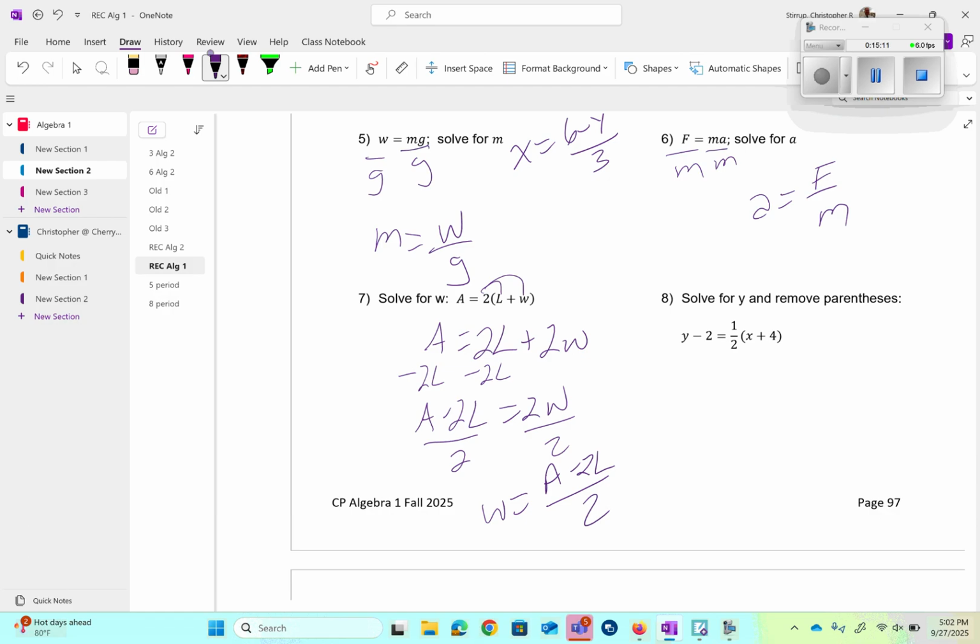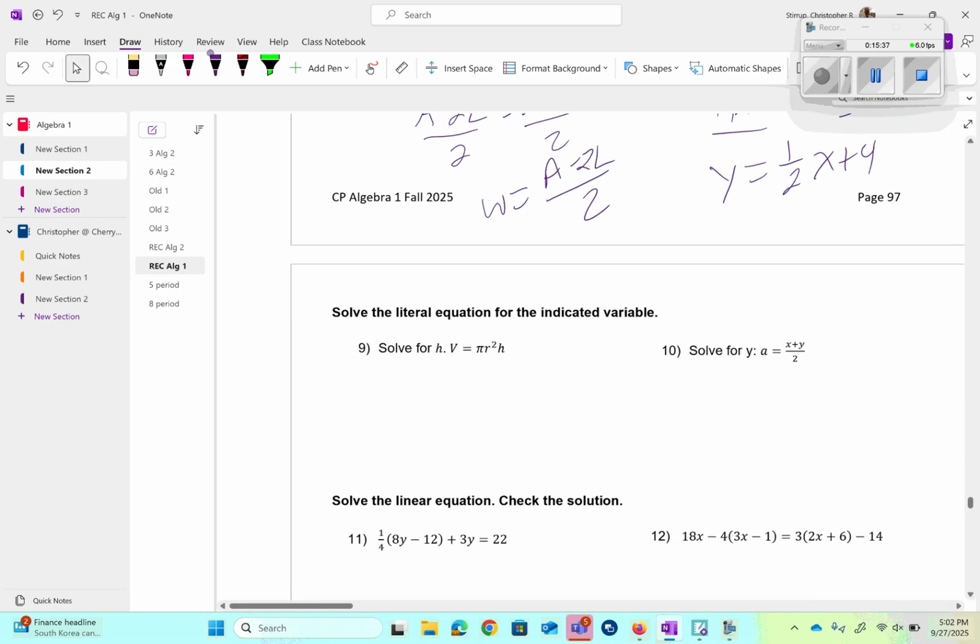On this one, we want to go ahead and solve for y, and it says we also want to remove the parentheses. So I'm going to distribute over. So I'm going to get 1 minus 2. 1/2 times x is half x. Half of 4 is 2. We don't need to clear the denominator on this, so let's just leave that there. We're going to add 2 to both sides. Those cancel out, so y equals 1/2 x plus 4.